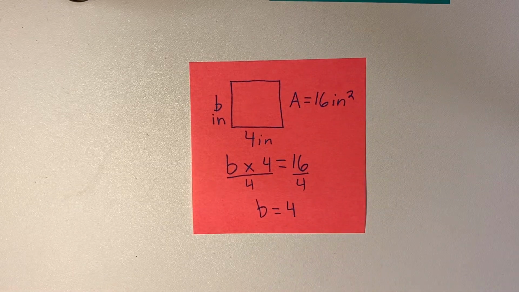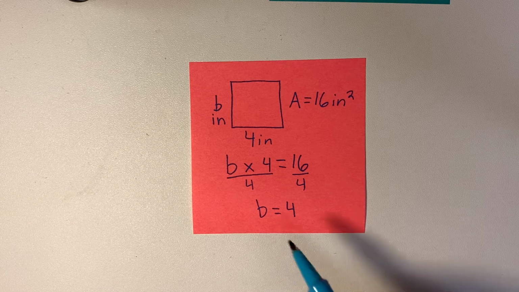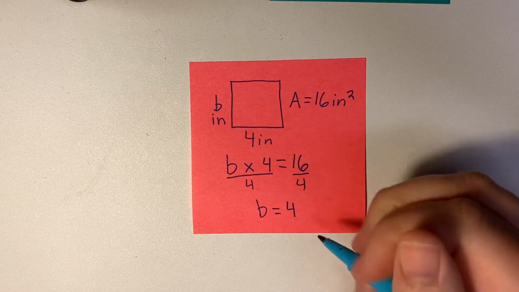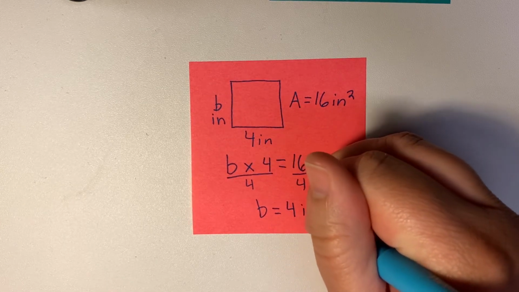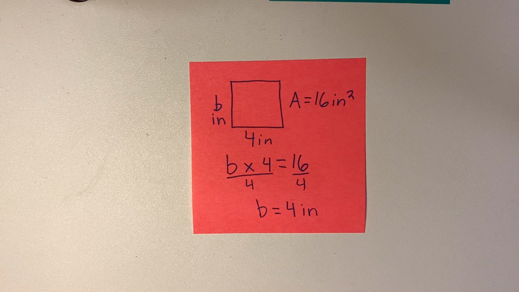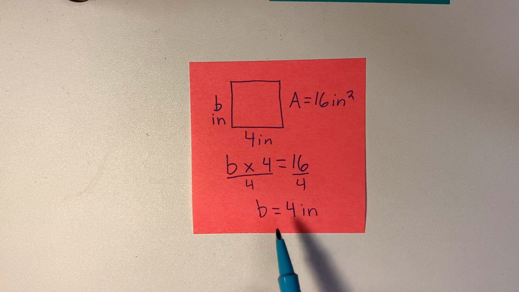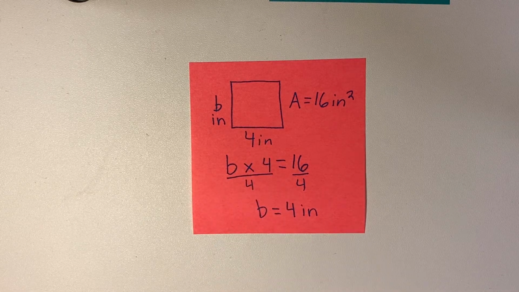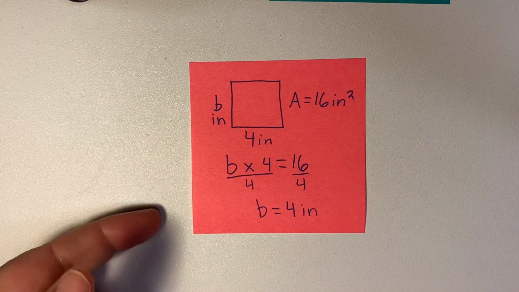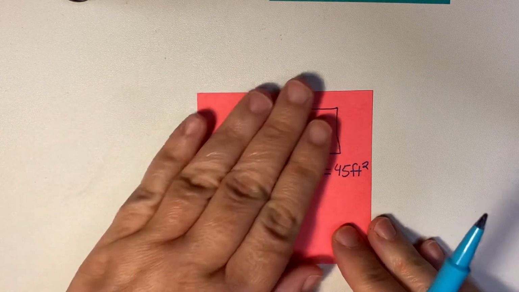And this is not going to be square units because we're talking about a length. So it would just be 4 inches. And this is indeed, I love being able to use the word indeed, this is indeed a square because both of the side lengths are the same. So what does this look like with a rectangle?